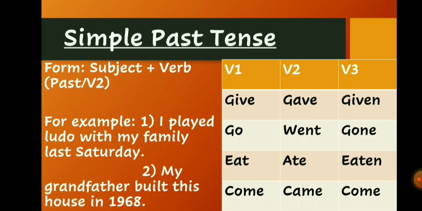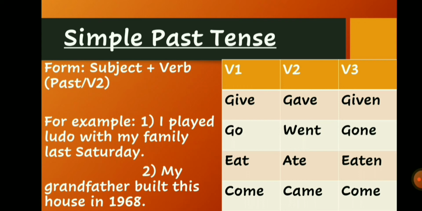Second example: my father built this house in 1968. In this example, my father is the subject, and built is the V2 form of the word. That is, built is the past tense of build. Hence built is the simple past tense. So, students, I hope you are clear with simple past tense and what V1, V2 and V3 forms are.